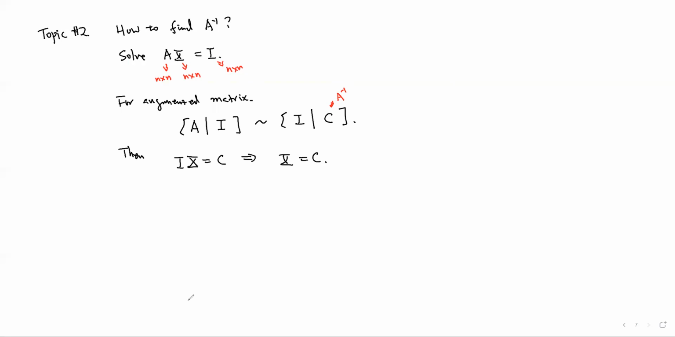So in summary, let me make a summary. How to find A inverse? Step one. Form this matrix. Put A here, then put the identity matrix here.